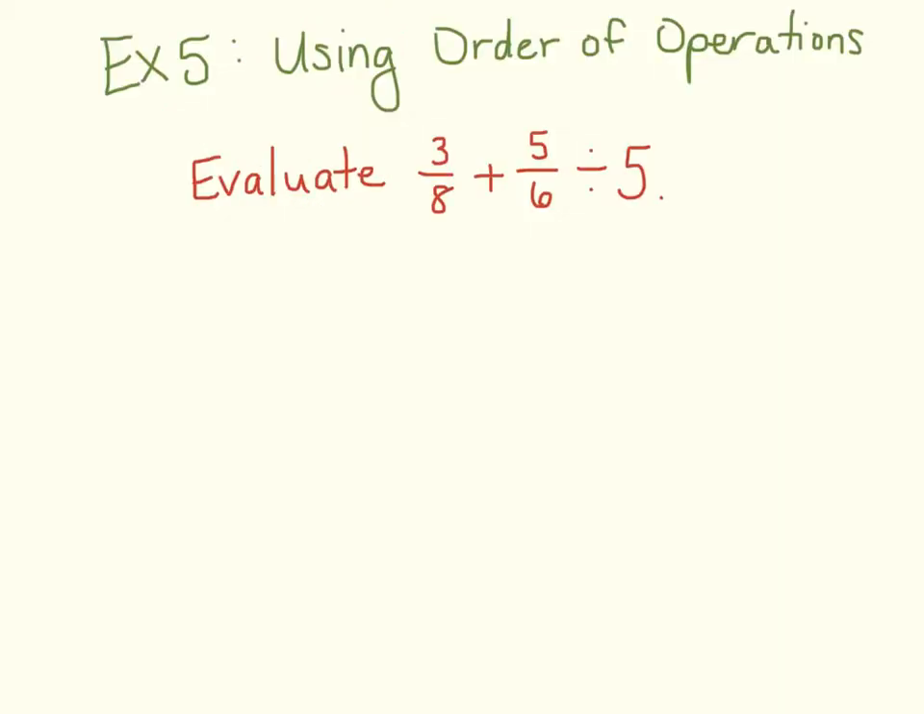For the last example of this chapter, example 5, we're going to be using order of operations, and we're going to evaluate 3/8 plus 5/6 divided by 5, and we're going to remember that evaluate just means to come up with your final answer. And for this one, the first thing I want us to notice is that we've got two operations. So we've got addition and division, and that means we're going to have to remember to tackle this division first.